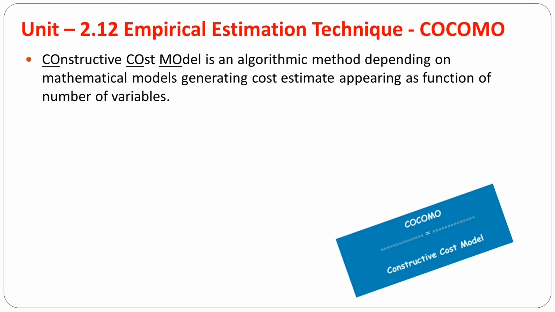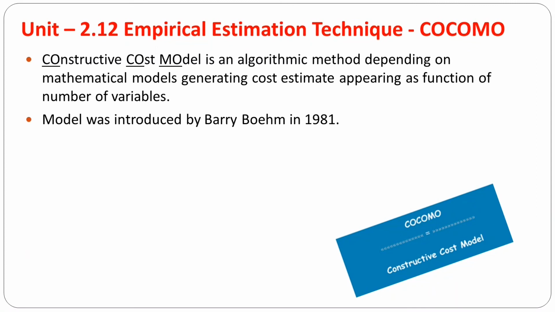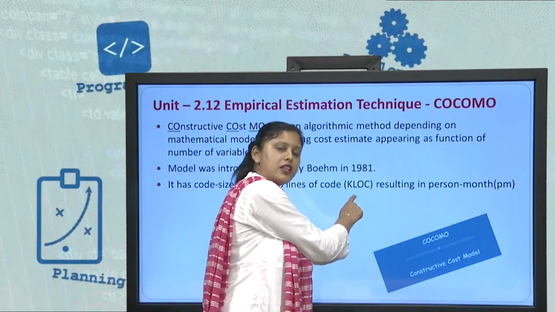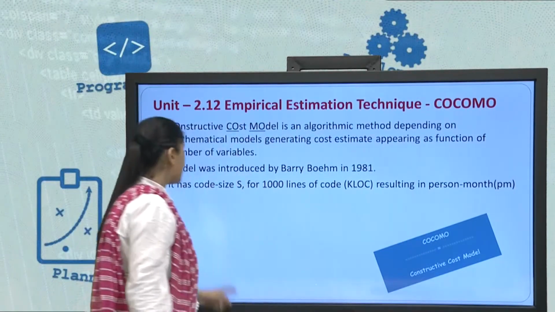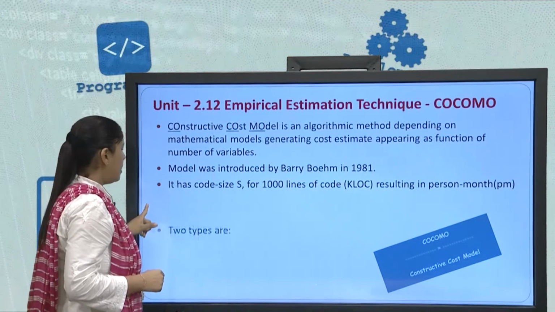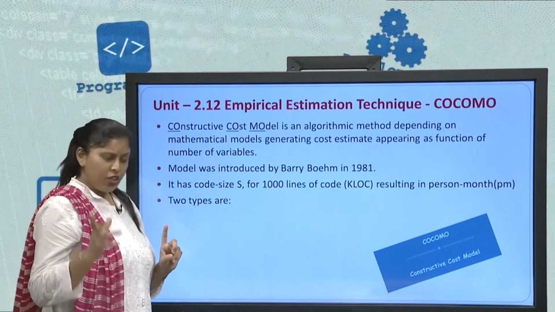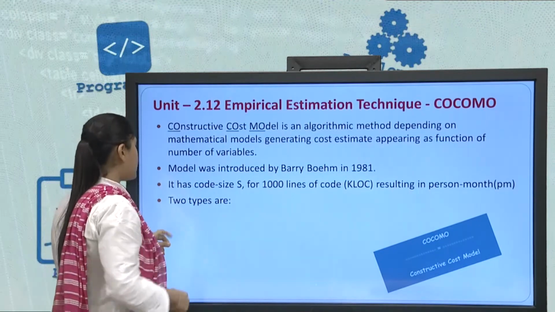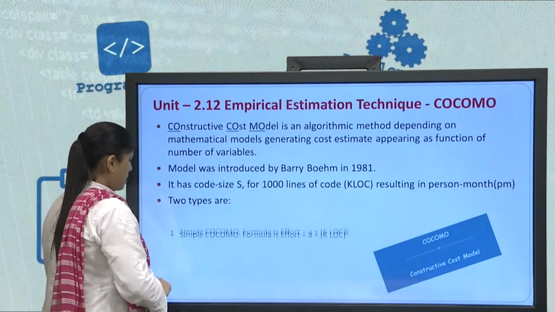It is given by Barry Boehm in 1981 and the code size is in thousands of lines of code, which we call KLOC. K stands for 1000, KLOC, resulting in person months. The COCOMO model is basically of 3 types, but for your syllabus it is of 2 types.